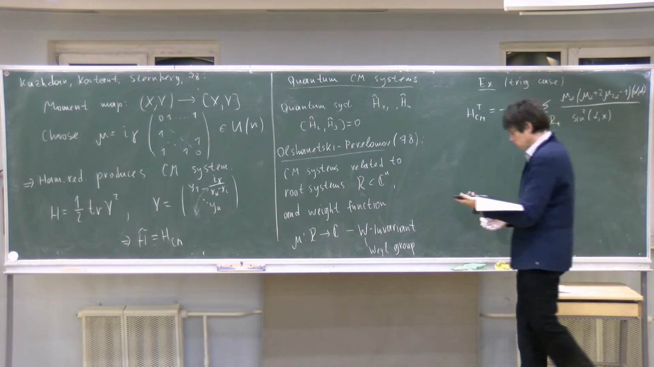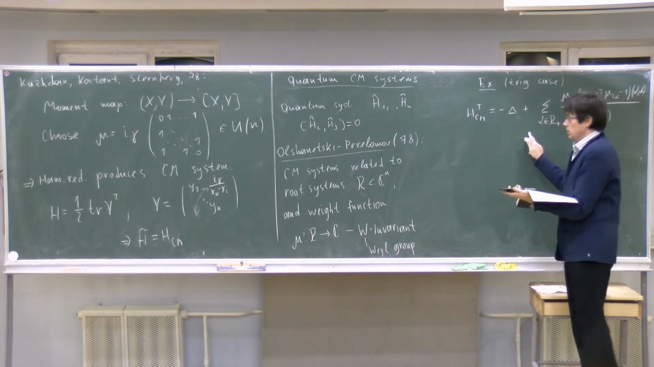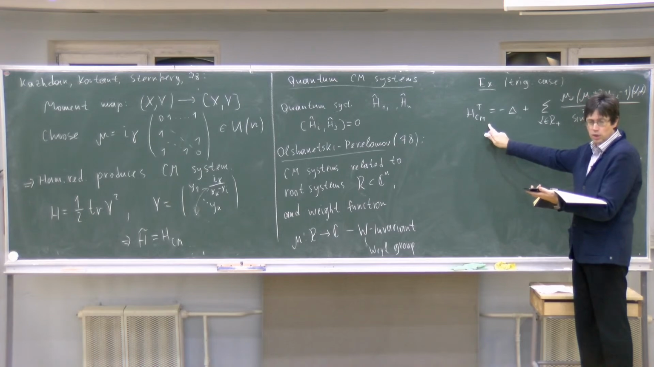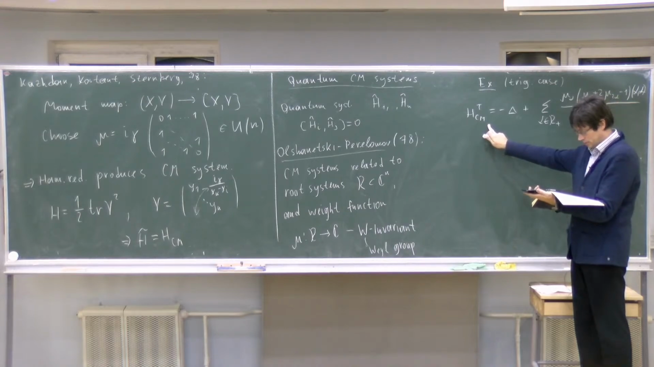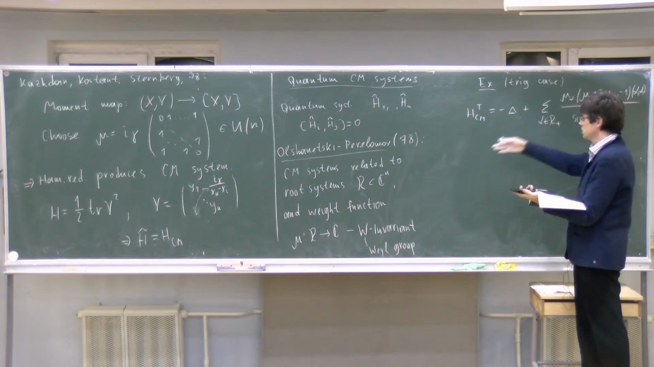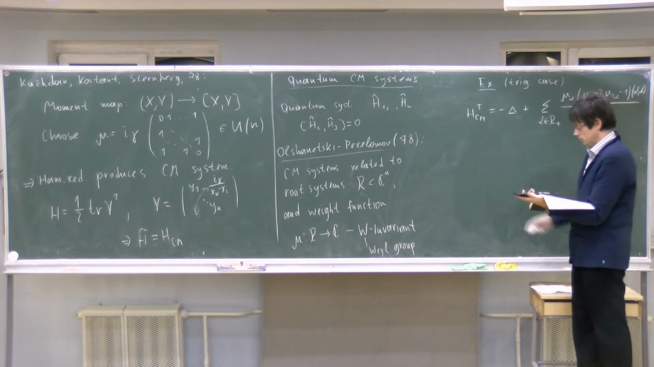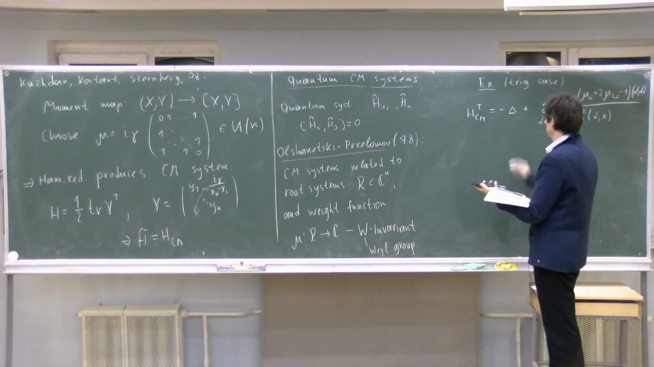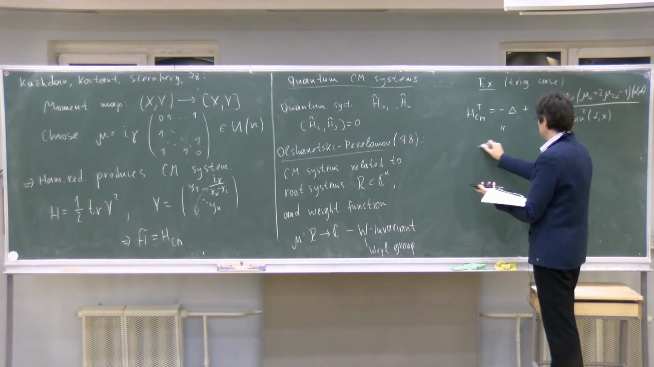Exactly. This is an example. The statement is that this Hamiltonian is quantum integrable. That is, there are n additional integrals which commute with it. Here n is the dimension of the space where our root system sits. So this is just a minus t.